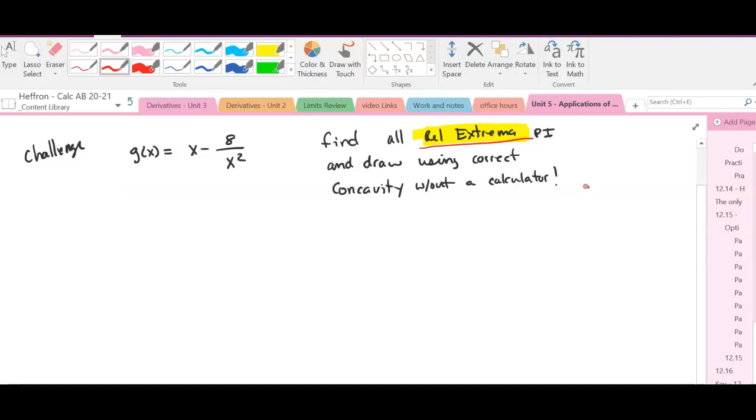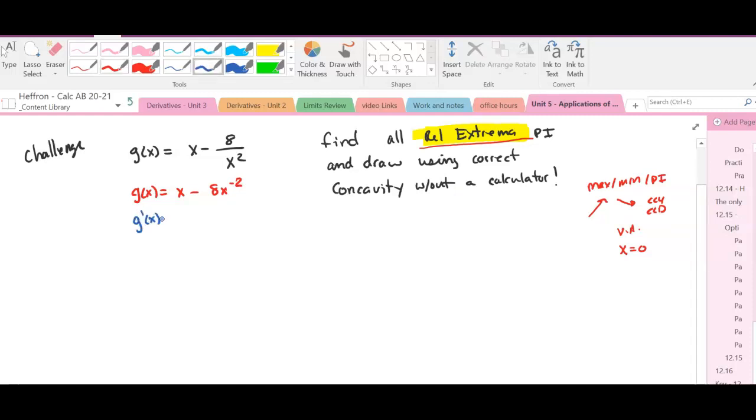And so we're going to be looking for max, min, point of inflection, increasing, decreasing, concave up, concave down, any vertical asymptotes. I can tell one already. When x equals 0, I will have a vertical asymptote because that's where I'm dividing by 0. But that's jumping ahead. g of x is equal to x minus 8x to the negative 2.